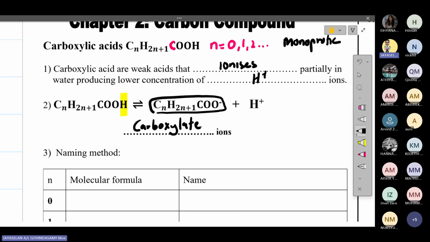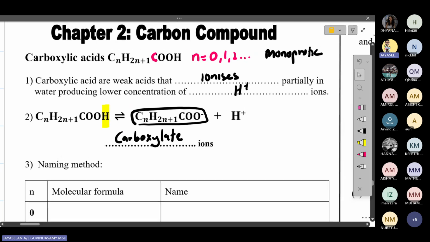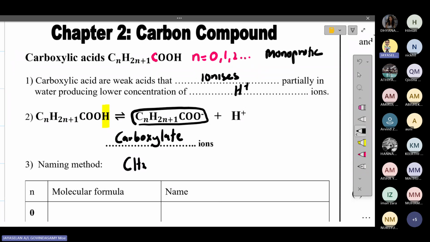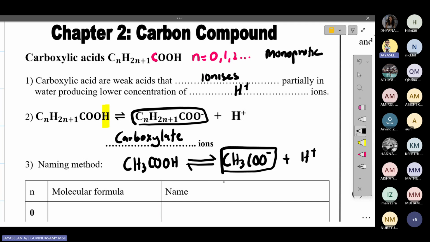Carboxylate ion. Okay, write down this. If I take CH3COOH, it ionizes partially to CH3COO negative plus hydrogen ion. What is the name of this ion? This ion we call ethanoate. Ambil A letak sini, ethanoate ion. Okay, kena ingat, ethanoate ion.